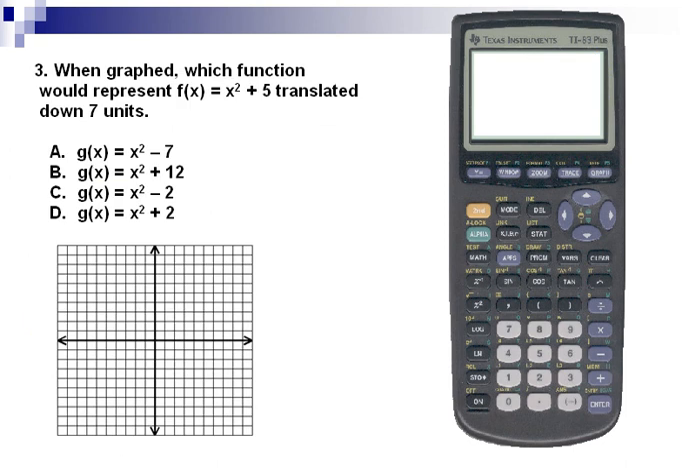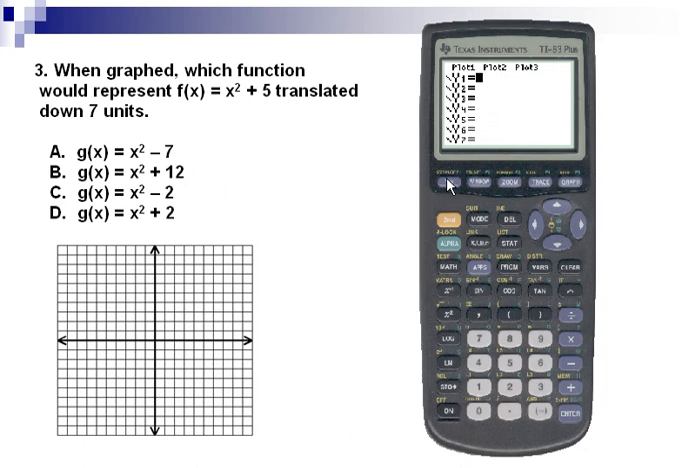Number 3. When graphed, which function would represent f of x equals x squared plus 5 translated down 7 units? On the TAKS test, you are often given a grid for a problem, or there is also a piece of graph paper located at the back of the test. However, for this problem, we're going to use our calculator so that we are less likely to make a mistake.